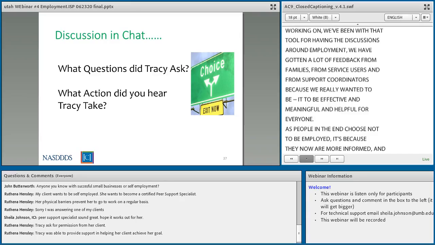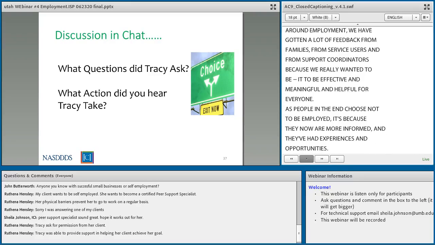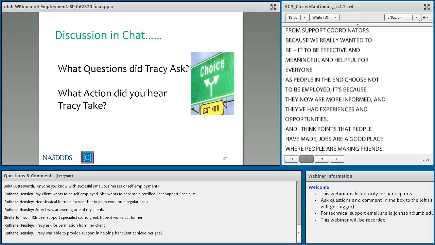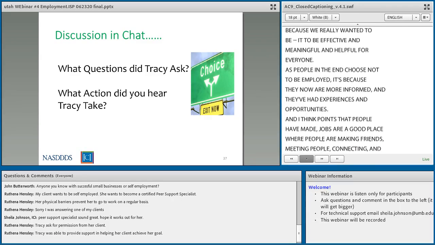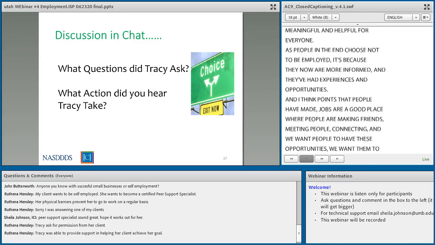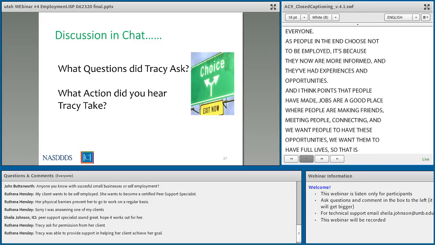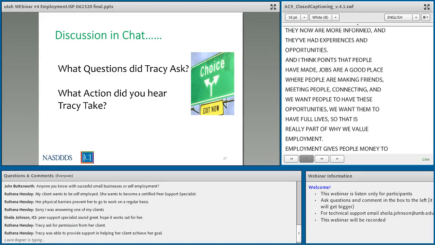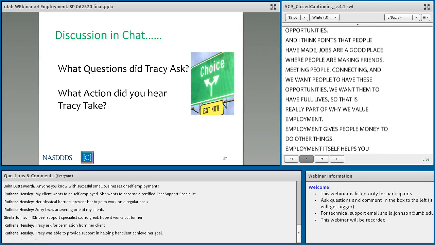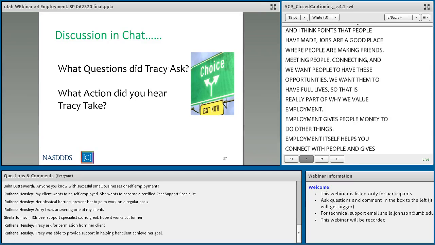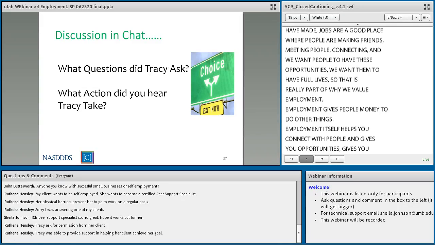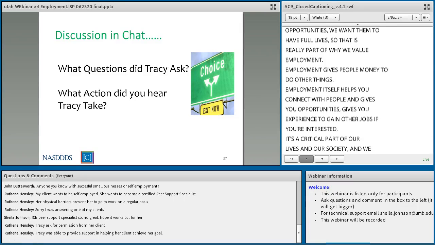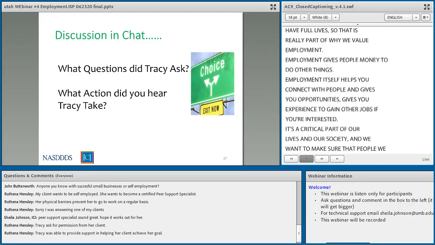And I think a point that people have made is that jobs are a good place where people are making friends, meeting people, connecting, and we want people to have these opportunities. We want them to have full lives. So that is really part of why we value employment. Employment gives people money to do other things. Employment itself helps you connect with people, gives you opportunities, and gives you experience to gain other jobs if you're interested. It's a critical part of our lives in our society, and we want to make sure that people we serve have equal opportunities with society in general.